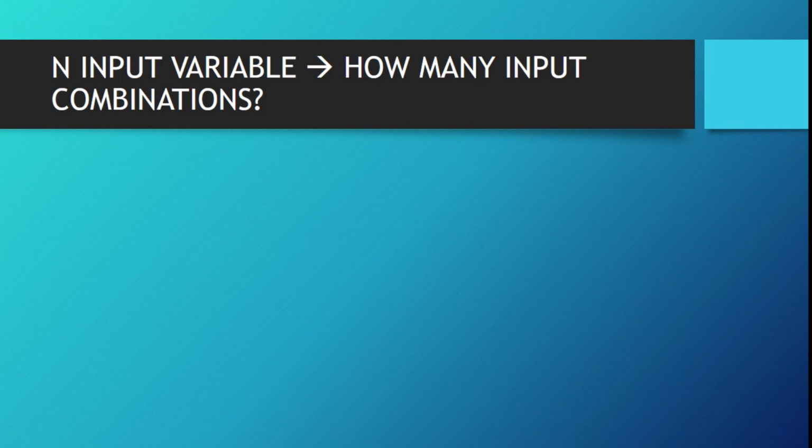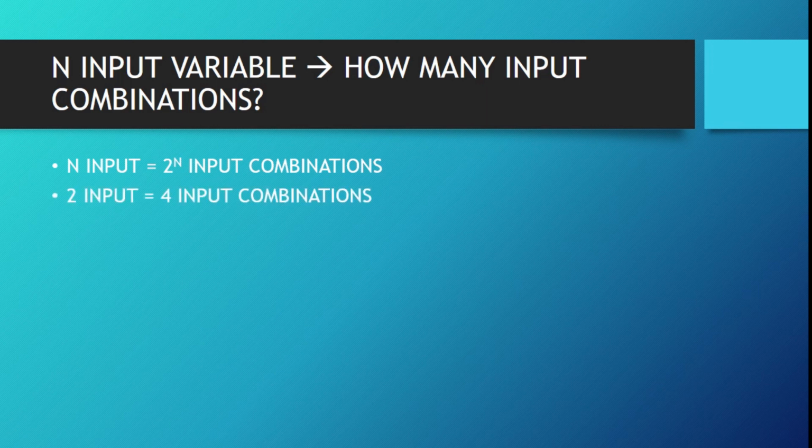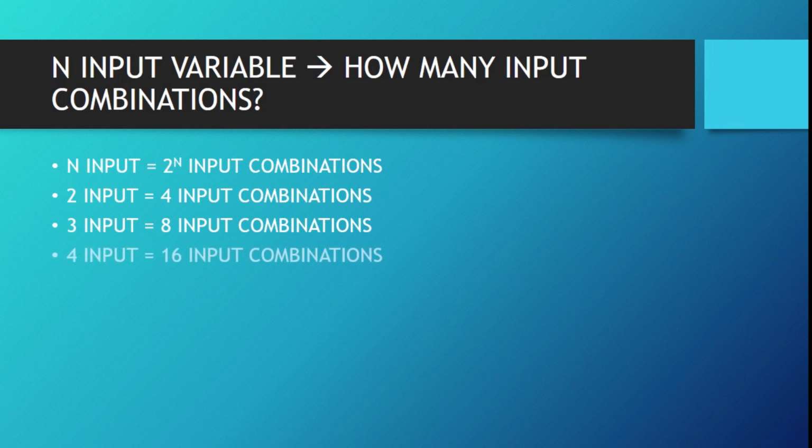So, if there are n input variables, how many input combinations will there be? There will be 2 to the power n input combinations. For example, for 2 inputs, we have 4 input combinations. For 3 inputs, we have 8 input combinations. And for 4 inputs, we have 16 input combinations.